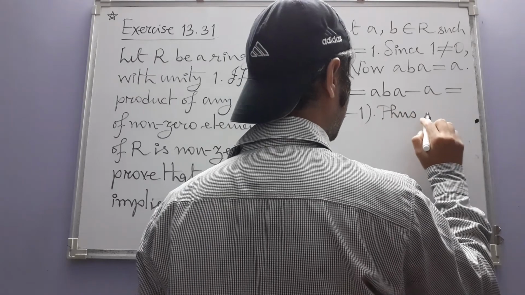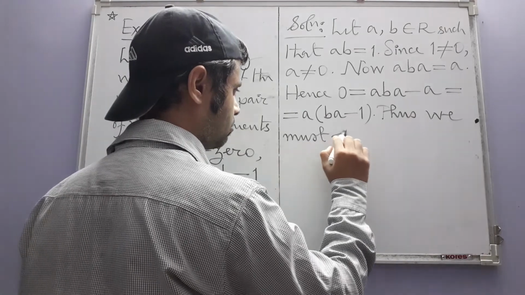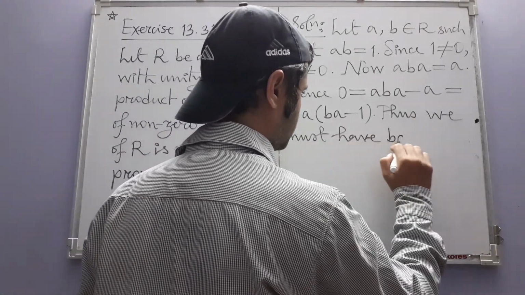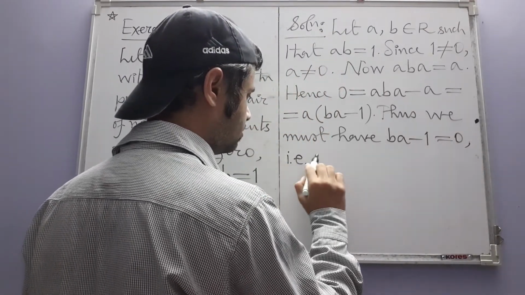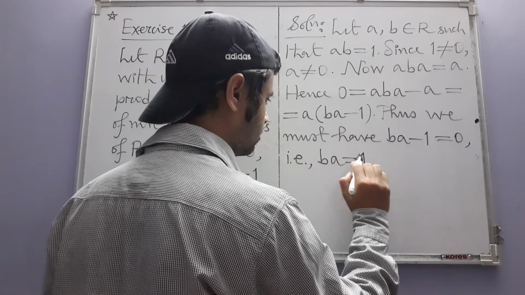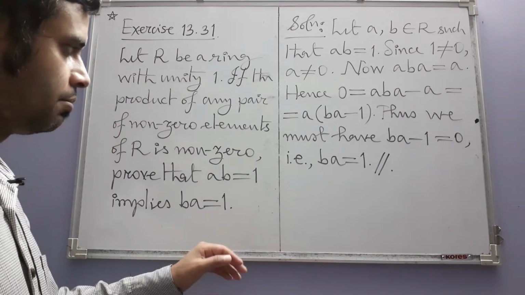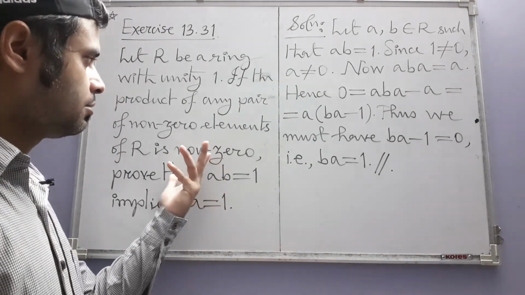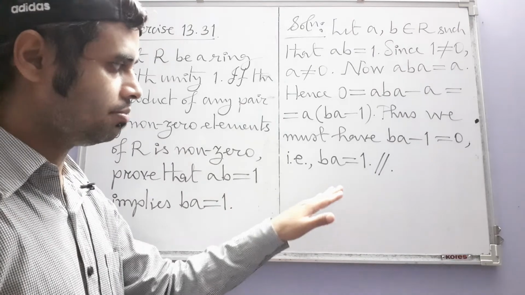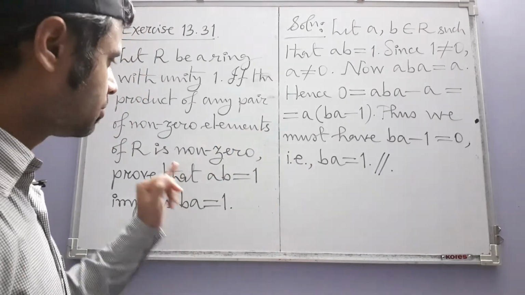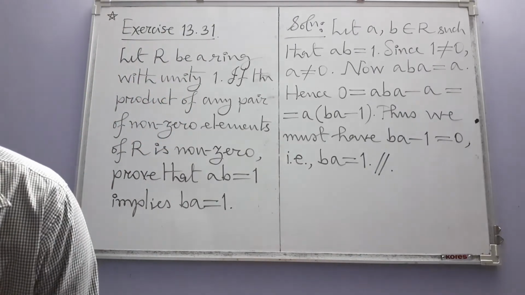Thus, we must have BA minus 1 equal to 0, i.e. BA equal to 1. So that's how, whether we have commutativity or not, whatever the case is, if AB is 1, then BA also becomes 1, provided these conditions are true. And with that, let's just end things here itself today.